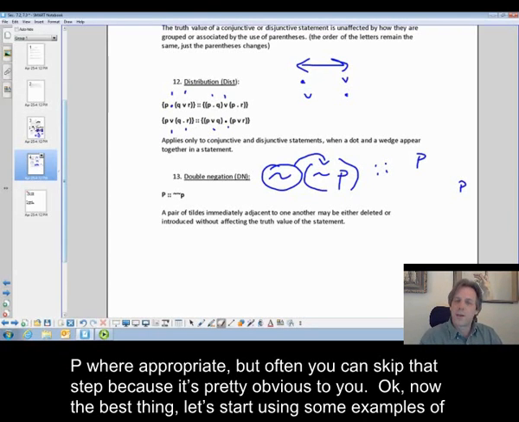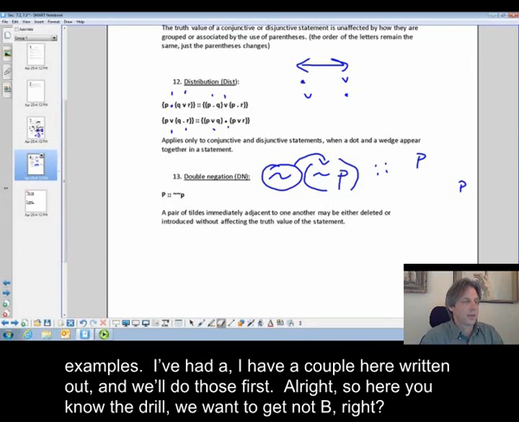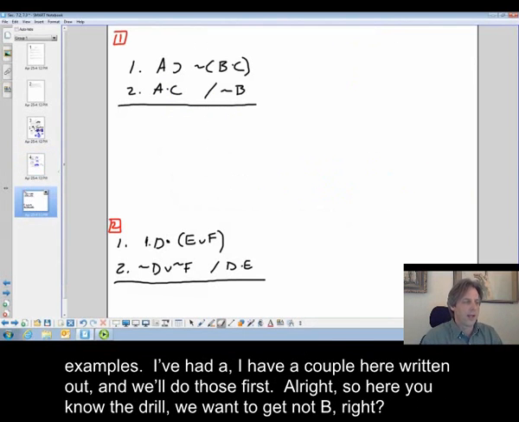Okay, now the best thing, let's start using some examples of how these rules of replacement work with the rules of implication that you've learned. 8 rules of implication, there are 10 rules of replacement. Let's do some examples. I have a couple here written out, and we'll do those first.